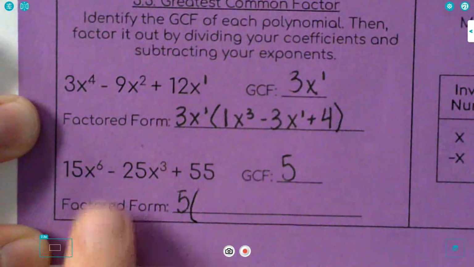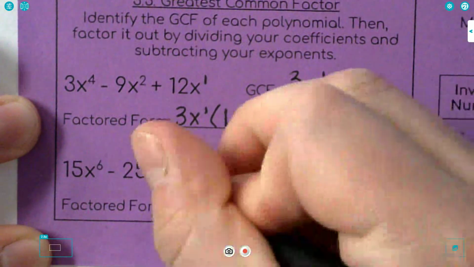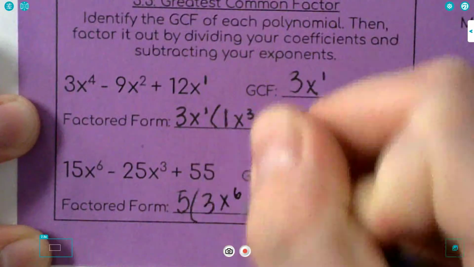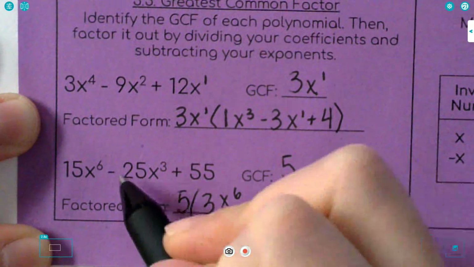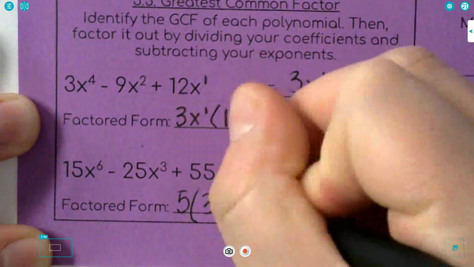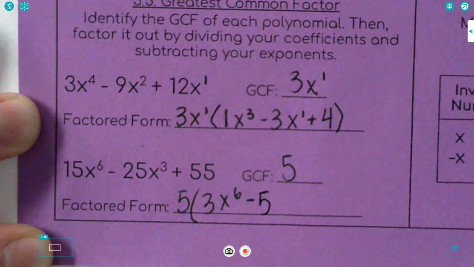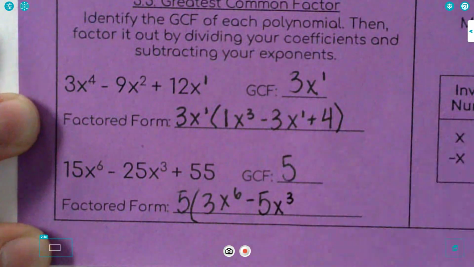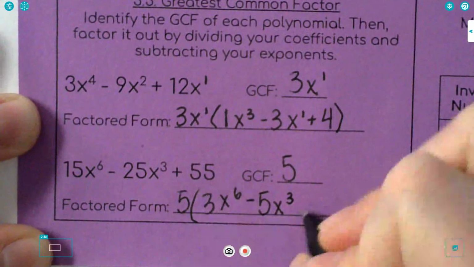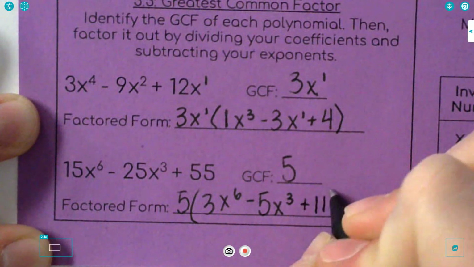So 15 divided by 5 is 3. I still have my x to the 6th. Negative 25 divided by 5 is negative 5. I still have my x to the 3rd. And then 55 divided by 5 is 11.